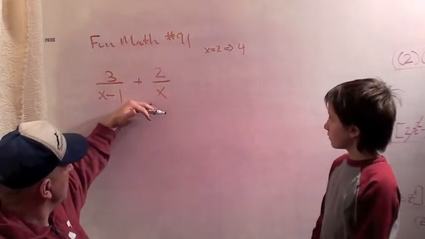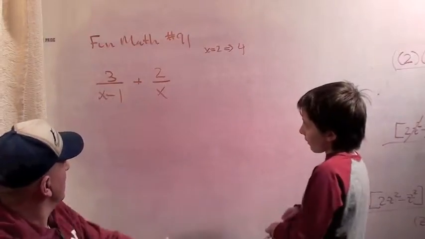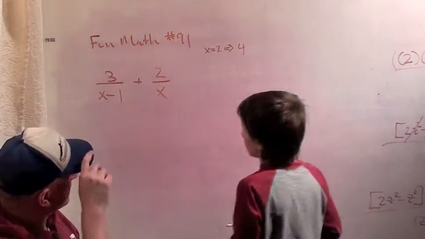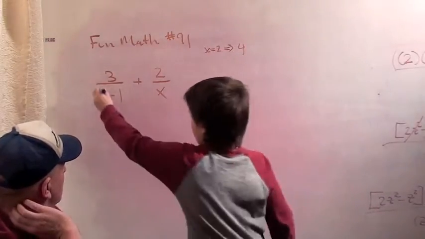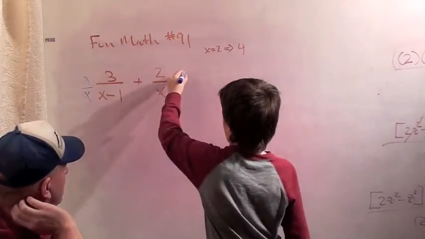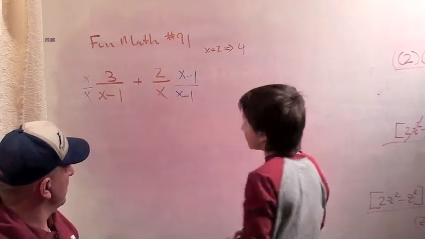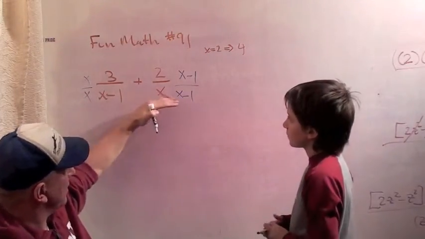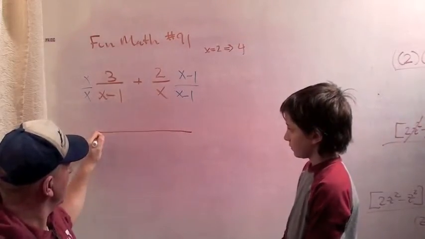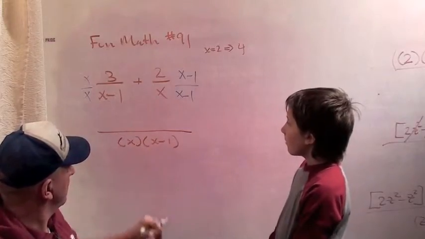What steps would you like to take first now that we're going to try to simplify this problem? Well, let's get a common denominator. Okay, and how are you going to get a common denominator? Multiply this side by x over x, and this one by x minus 1 over x minus 1. Okay, wonderful. So it's just like a fraction problem with numbers. We want to get a common denominator, and in this case the common denominator is x times x minus 1.